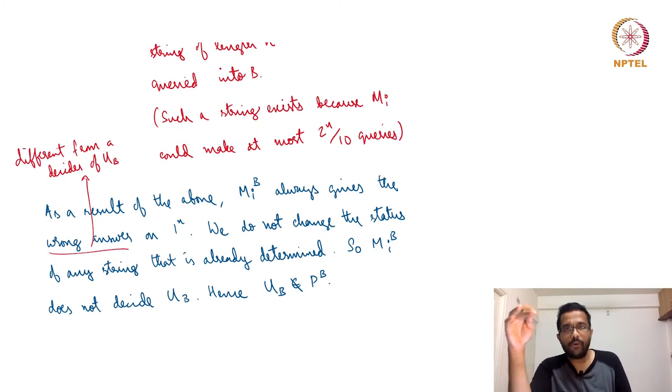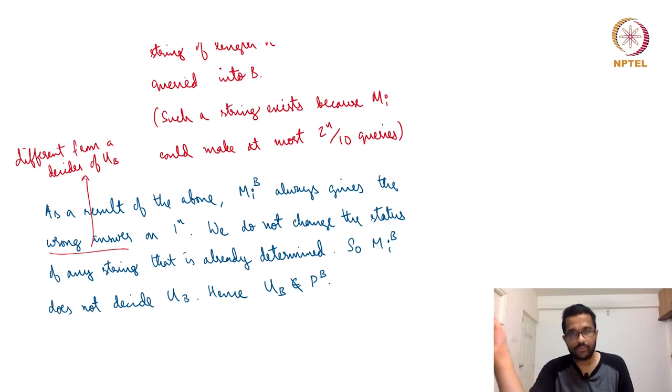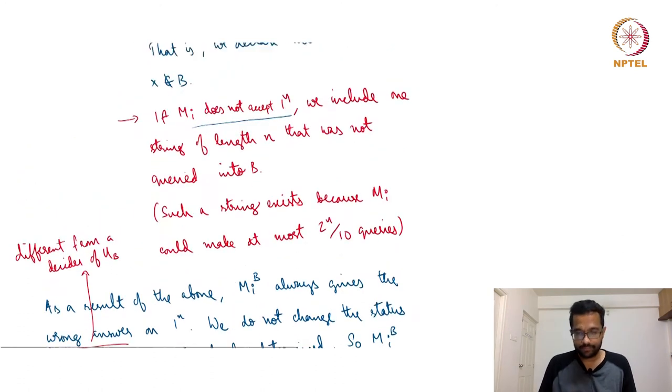And at no point do we change the status of a string whose status has been decided, right? So we never modify by putting something from outside to inside or inside to outside. So this means that M_i^B does not decide U_B, right? So therefore U_B is not in polynomial time, or a polynomial time machine with access to the oracle B.